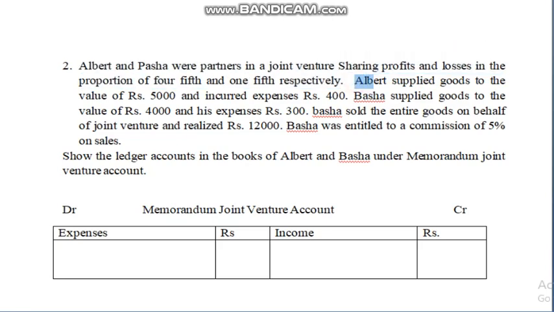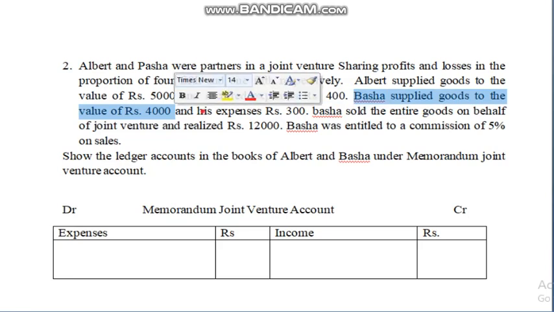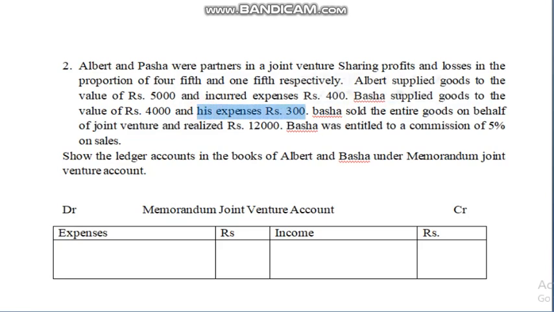Next, Albert supplied goods to the value of rupees 5,000 and he incurred expenses of rupees 400. And the next transaction, Basha supplied goods to the value of rupees 4,000 and he incurred expenses of rupees 300. So this 4,000 and this 300 were incurred by Basha.